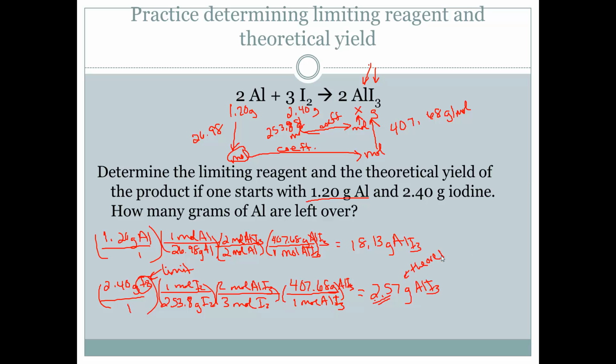The second half of the question is how many grams of aluminum are left over. So what we have to do at this point is, since we know iodine is the limiting reagent, we need to convert iodine over to aluminum, going grams to moles, moles to moles, moles to grams. Scribble out this arrow so it doesn't confuse you. I'm going to put it up here since I'm running out of room at the bottom. 2.40 grams of iodine.